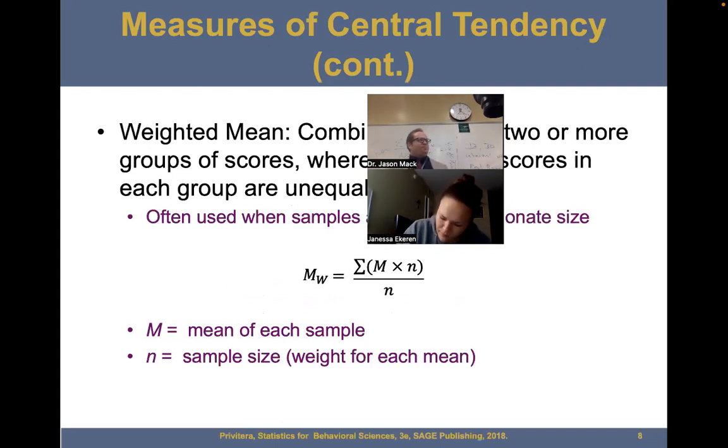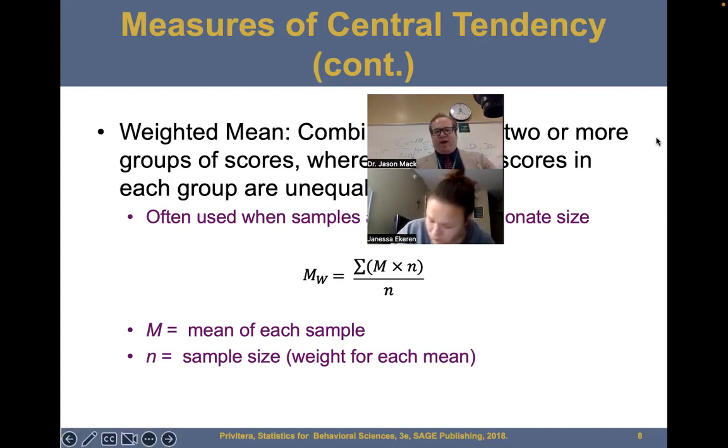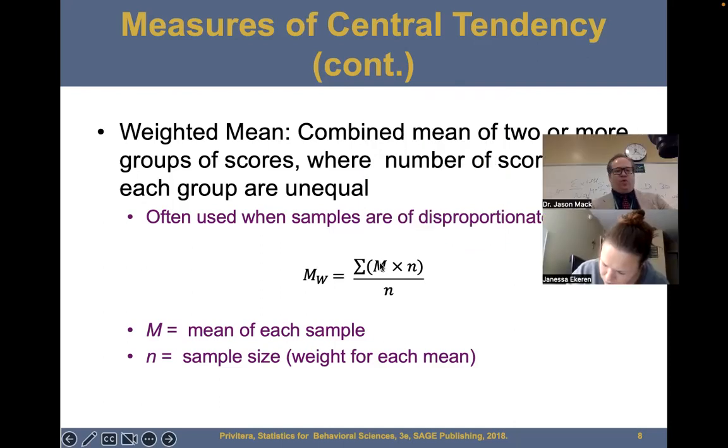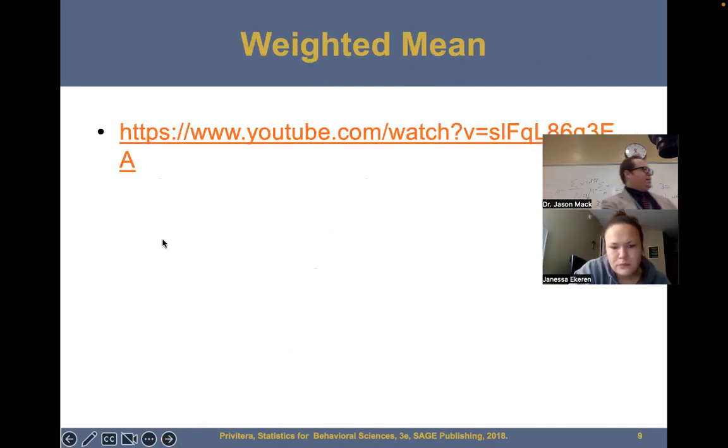Weighted mean is used when there are 2 or more samples. So you take the mean of each sample, and this is the formula: the sum of each mean times its sample size, the weight, to account for their disproportionate sizes. We don't do weighted mean a lot in this class, but that's the formula for it. You can't really do that in SPSS, but that's okay. Let's walk through weighted mean.